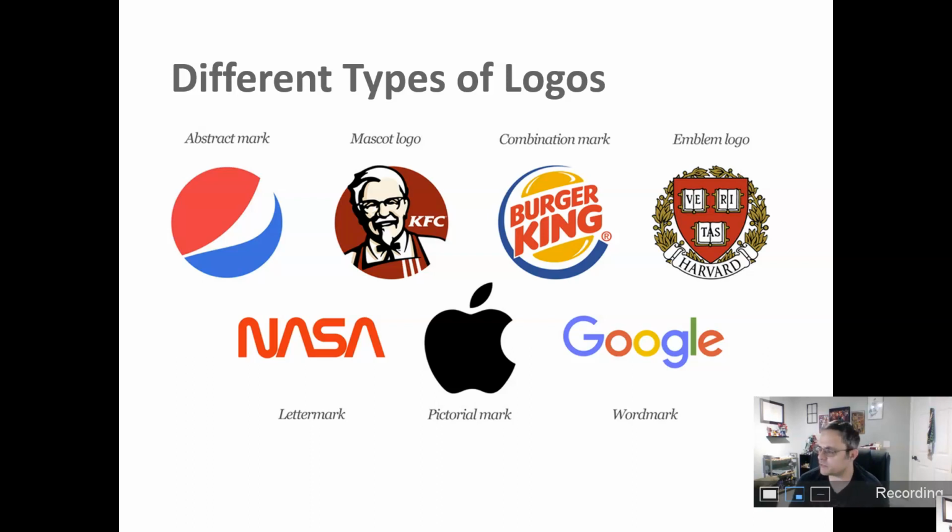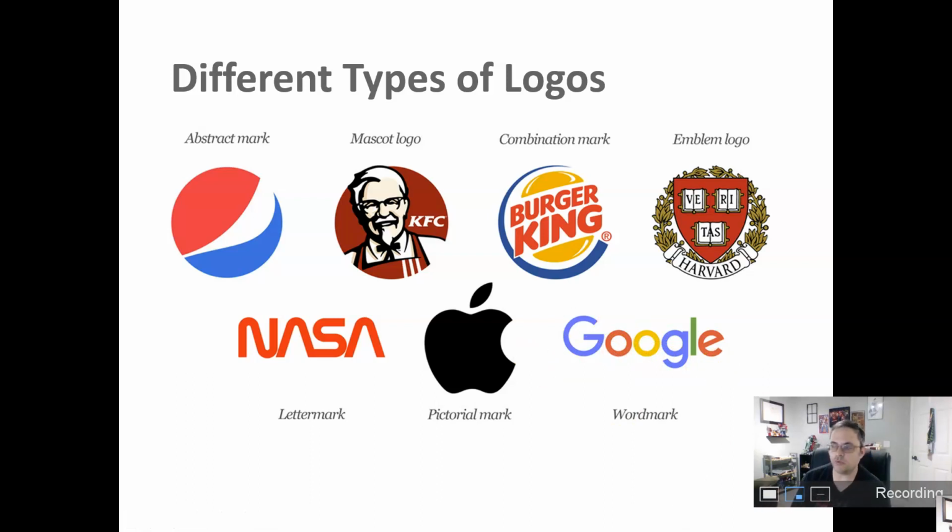You also have combination marks, and combination marks are really interesting. They use a combination of techniques, which means they don't have to use just one, they use multiple ones. For example, Burger King uses a word mark, but also uses an abstract mark to showcase it's a burger, with all the symbols and everything. And word marks are just the company name itself. Sorry if I'm jumping around a little bit, but word marks are just the company name.